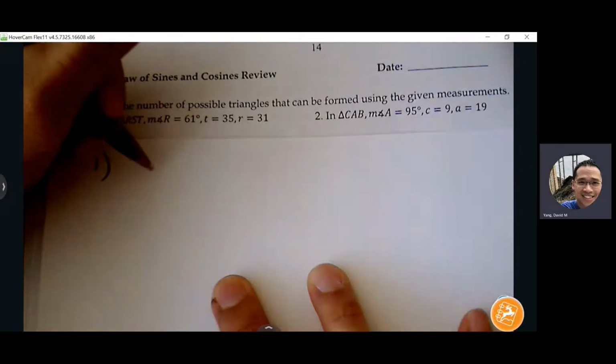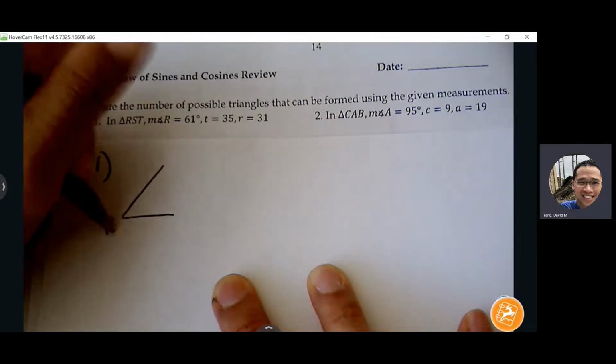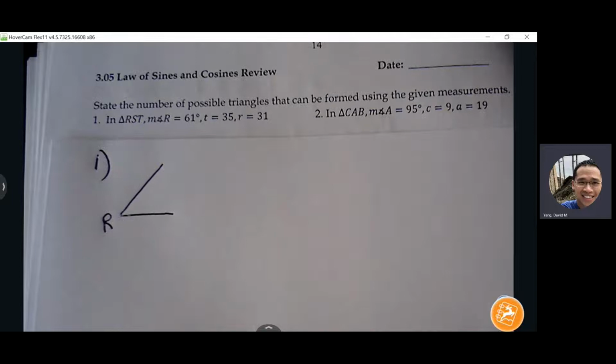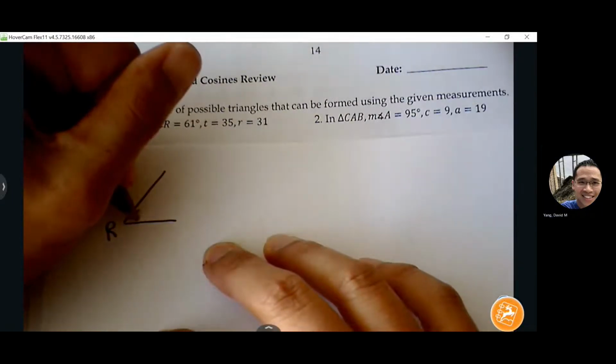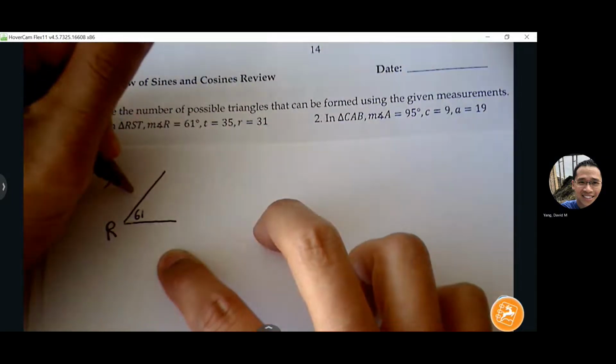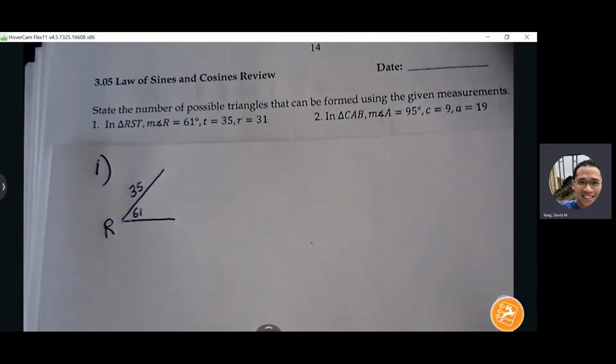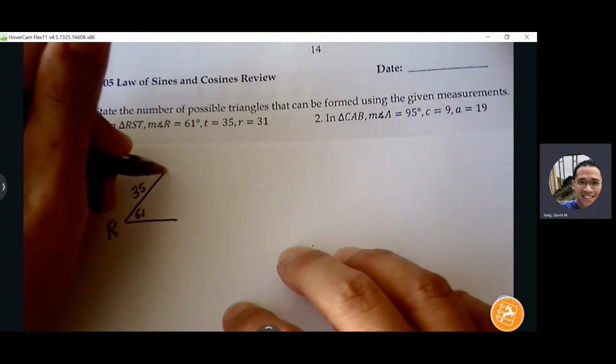Okay, so angle R is 61. I like to always put my angle in the same location here. You don't have to, but I just want to make everything as familiar and similar as possible. But that's just me. Okay, so R is 61. T is 35, so I'm always going to put that here. Now it could go here as well, but I'm always just going to put it in the same location every time. Now, side R is 31, so that's over here.